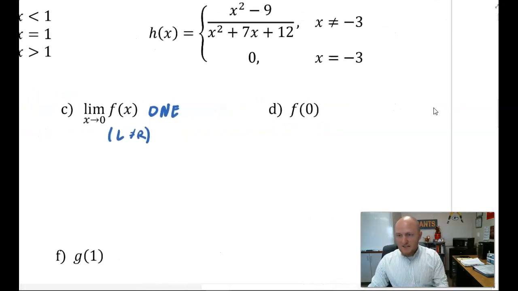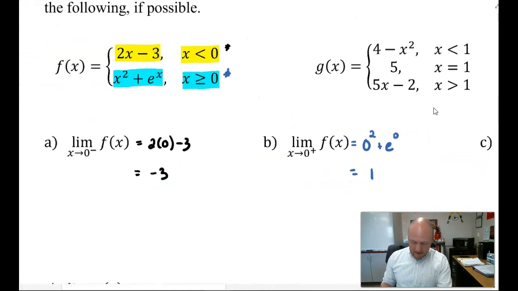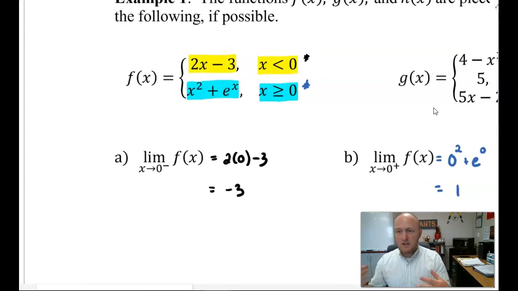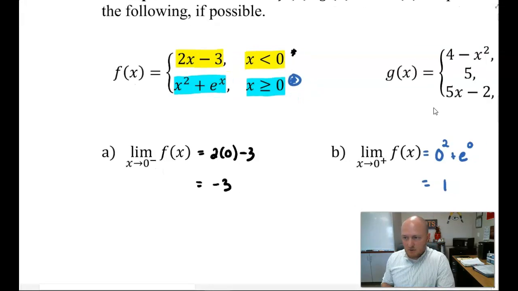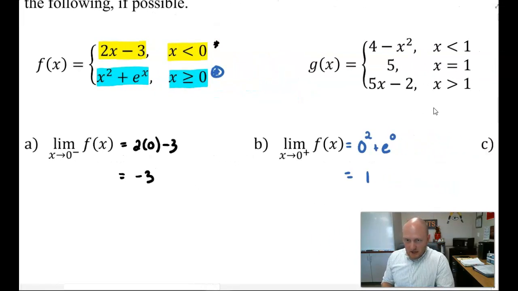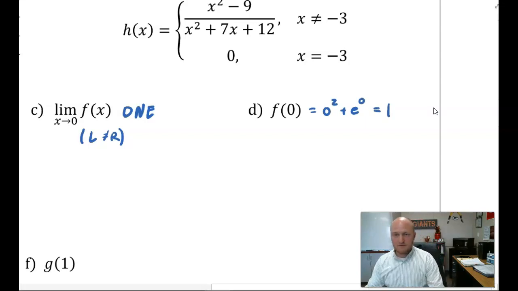D, what is f of 0? What's the function value at 0? Well, hopefully you're paying attention to the domain, and you'll see, what do I use for 0 exactly? Well, I'm going to use the bottom function because the domain is equal to 0 there. So I can go ahead and plug in 0. That was x squared plus e to the x. So e to the power of 0. So f of 0, the function value, is 1.